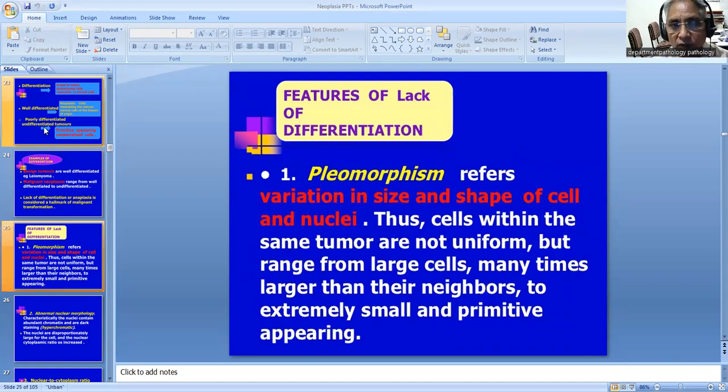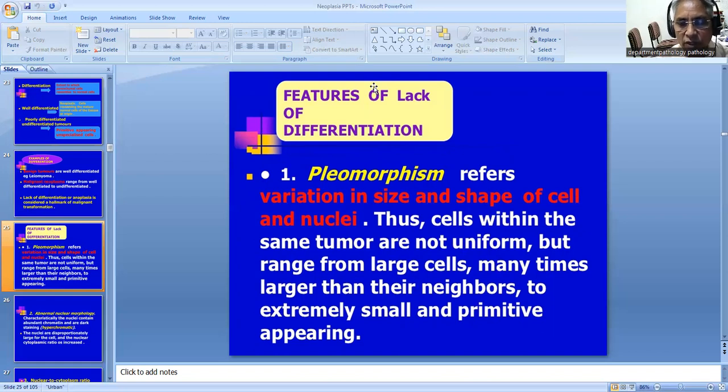What are the features of lack of differentiation? What you will find when there is a lack of differentiation, most important is pleomorphism. It means there is a variation in size and shape of the cell and the nuclei. Thus, cells within the same tumors are not uniform but range from large cells. Many a time they are larger than their neighbors, or they may be extremely small and primitive appearing.